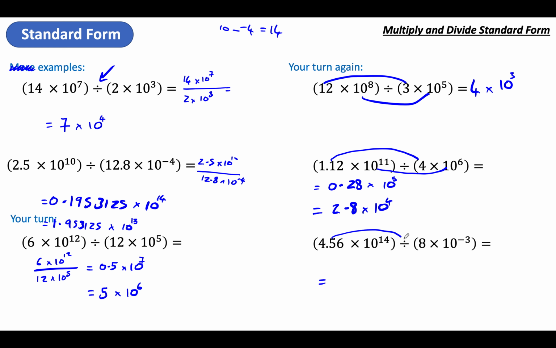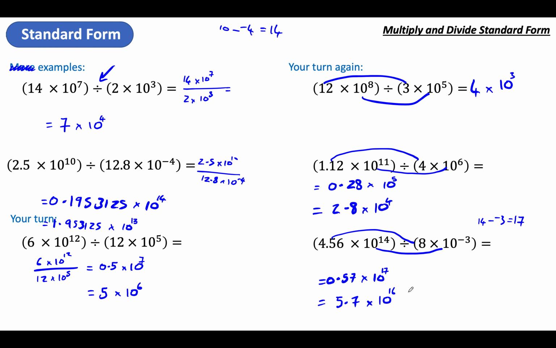Right, 4.56 divided by 8 is 0.57 times by 10 to the power of 14 take away, that's right, it's up here, 14 take away negative 3, but that's too confusing, two signs together like that, it turns into a plus. If the signs are the same, it's positive. Or, you add. So 17. Right, now, I don't want that as 0.57 because it's not in standard form, so I change it to 5.7 times 10 to the power of, well, this number got 1 bigger, so that number gets 1 smaller, down to 16. So that is multiplying and dividing.